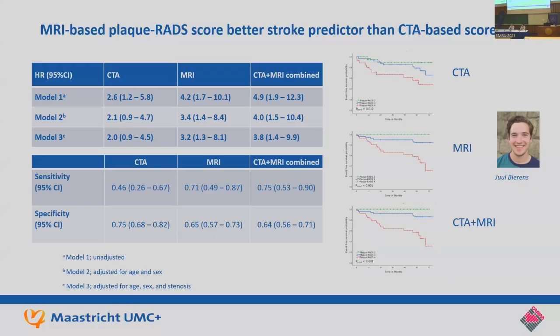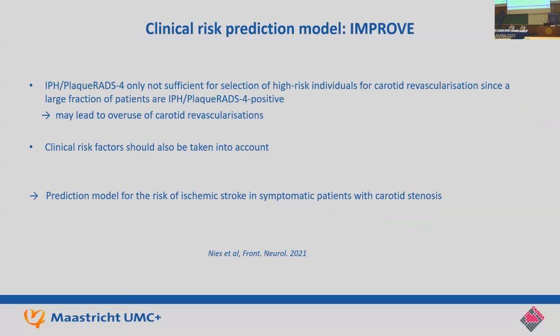So therefore, in Maastricht, in the Paris population, we also evaluated the plaque RADS score based on only CTA, only MRI, or a combination of both modalities. And although CTA was able to differentiate different risk categories for stroke risk, MRI did a much better job, and there was only a slight improvement if you combined the information from CTA and MRI. So again, MRI is superior in predicting stroke in patients with a carotid plaque.